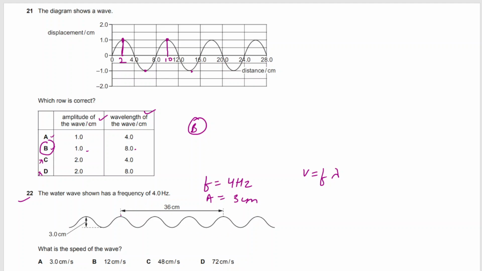So we can say that the distance from this point to this point is 36. But wavelength is the distance between two consecutive crests or two consecutive troughs, and here we have three complete waves. So lambda is equal to 36 divided by 3, because this distance is for three complete waves. So we get 12 centimeter. Putting in the formula, frequency is 4 and lambda we have calculated as 12. So it gives us 48 for the velocity, in centimeters per second, because the wavelength was in centimeters. So the correct answer for question number 22 is C.